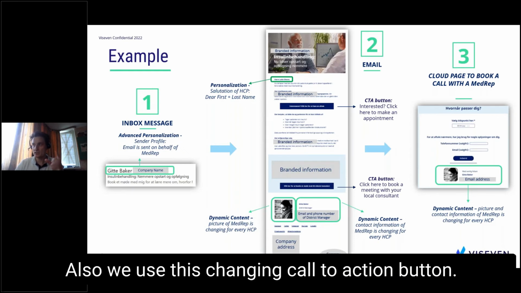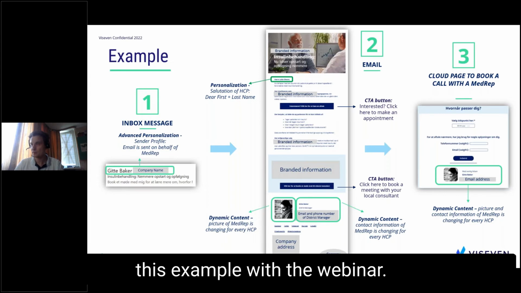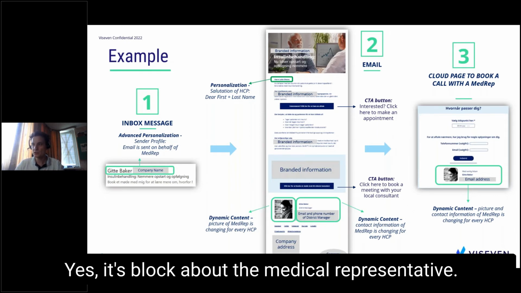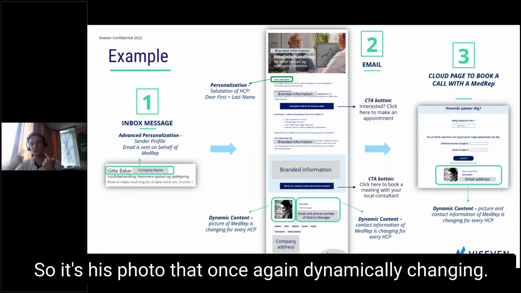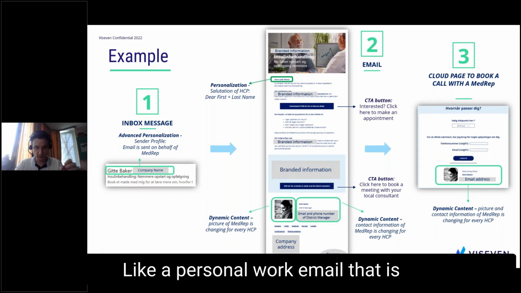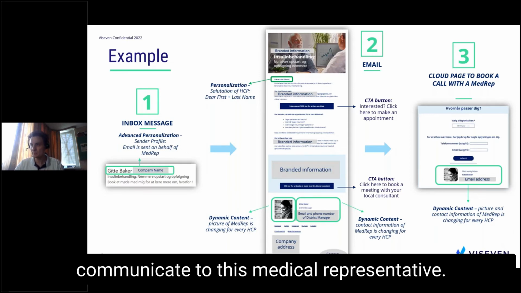Also, we use this changing call to action button. I gave you, for example, before, this example with a webinar. Also, we dynamically change this block at the footer, the block about the medical representative. It's his photo that once again is dynamically changing. It's his signature, first name, last name, and a personal work email that is clickable, so the HCP can click and directly communicate to this medical representative.